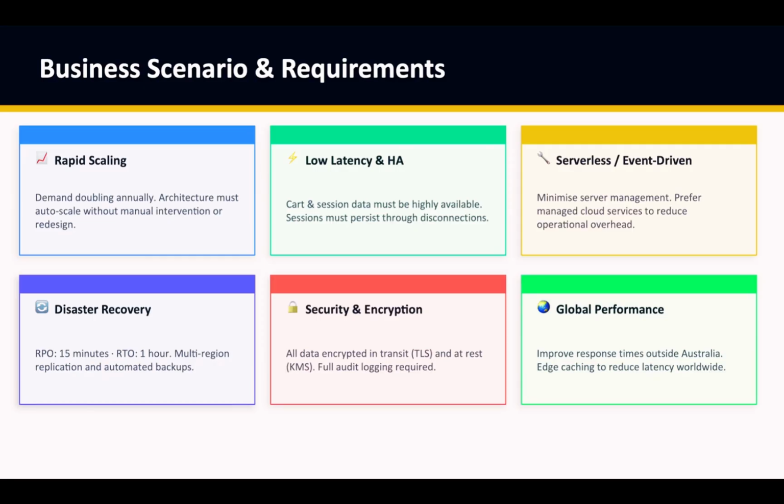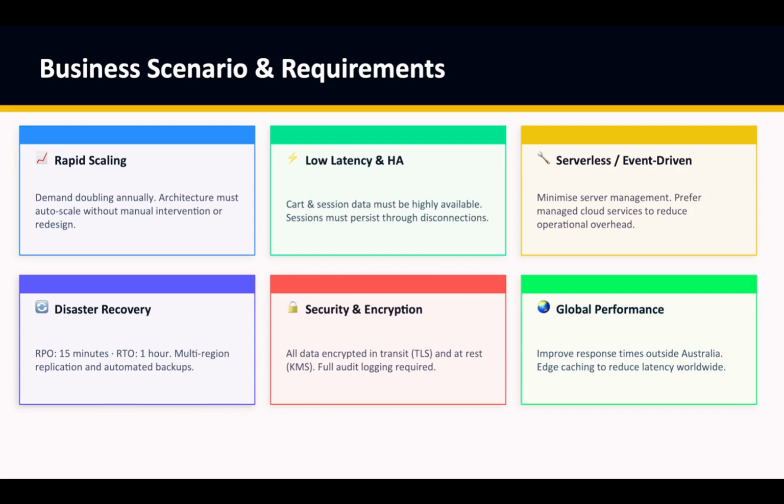Before jumping into the solution, let me quickly run through the 7 business requirements the client gave us, because every design choice I have made links back to one of these. First, rapid scaling. The company's traffic has been doubling every year, so the architecture needs to handle that growth automatically without anyone manually spinning up servers.